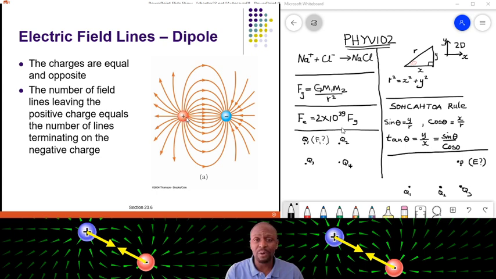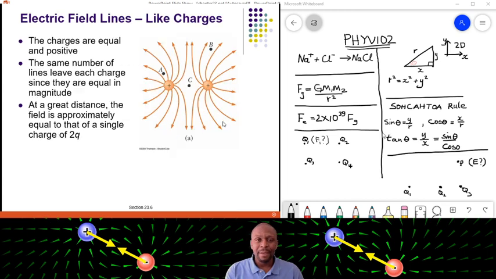Now, if you have two charges of opposite signs but of the same magnitude, the charges are equal. The number of field lines leaving the positive charge must be the same as the number of lines entering the negative charge. Now, the charges are equal and opposite, therefore that will be a repulsion.